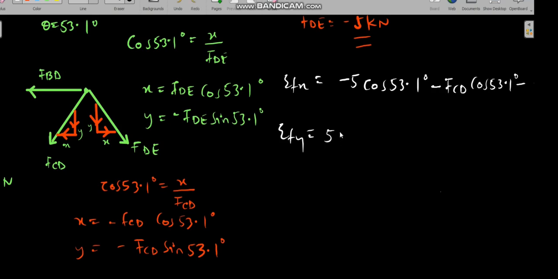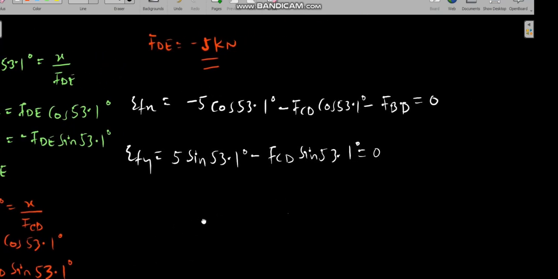That's 5 sine of 53.1 degrees. Okay, minus this, right? So minus FCD sine of 53.1 degrees. This should be equal to 0. So those are the sums of the forces in the x and in the y direction.